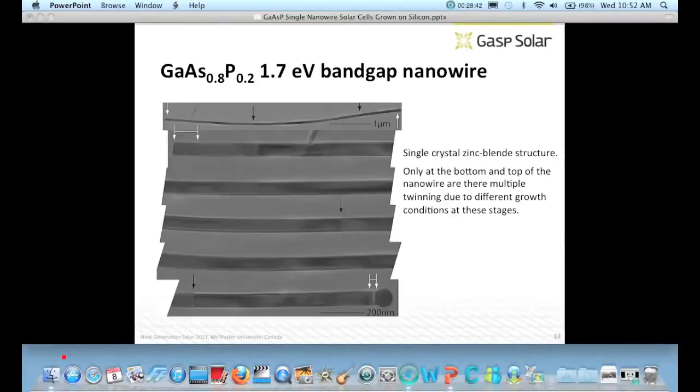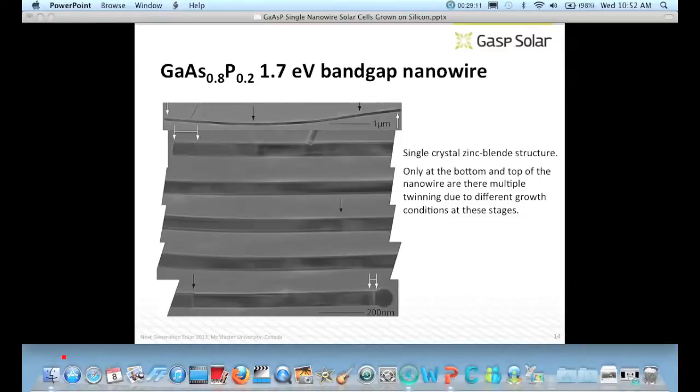Just a quick go through of the entire nanowire structure. Zoom in. At the very bottom and the very top, you have some multiple twinnings. These are not strain-induced defects. It's because the growth parameters at the top and the bottom of the nanowire are not optimal. The collection areas for the gallium atoms are different at the start and ending of the growth than they are during the nanowire growth.